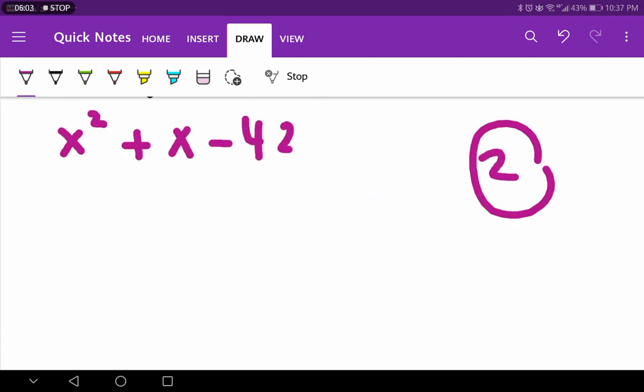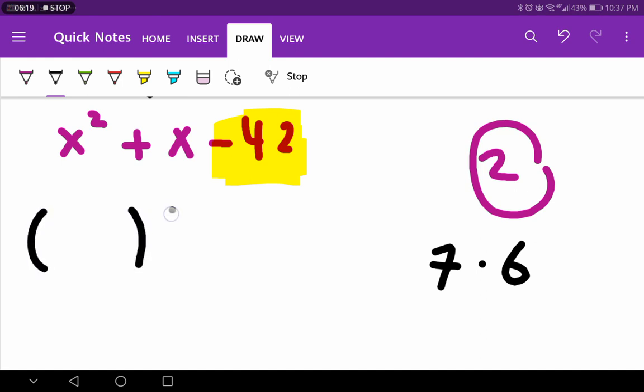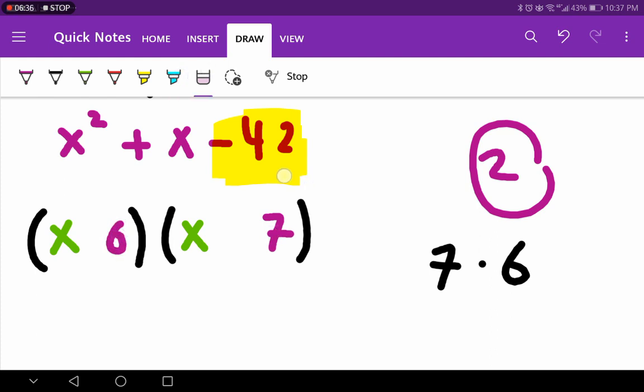Okay, now I go back to the C and ask it, where are you coming from? It said it's coming from 7 and 6. Okay, the famous factors. Now I will draw my parentheses. So this is x, and this is x, and this is 7, and this is 6, and let me check the sign of the C here. This is negative, so the signs are different.